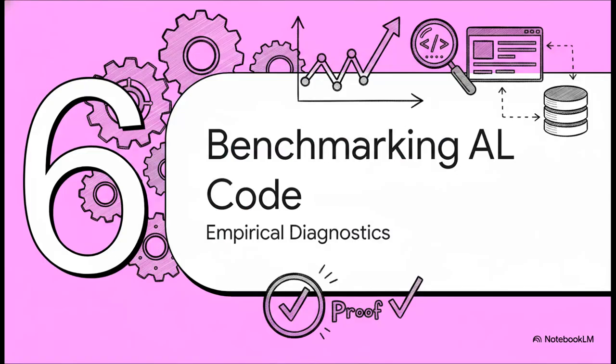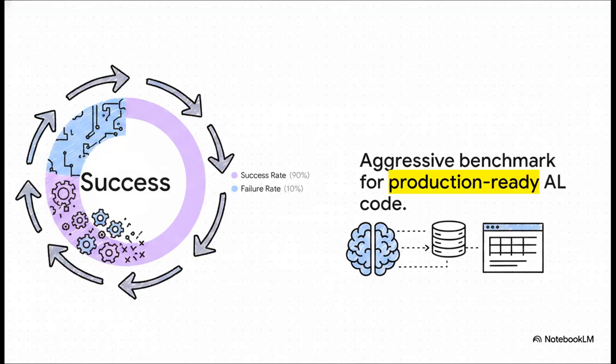Finally, Section 6, Benchmarking AL Code Quality. In our modern workflow, we don't just look at the code and guess if it works. We prove it through empirical diagnostics. Our success criteria here is super strict. We target a greater than 90% success rate without any compiler errors across automated table and page extensions. We expect our production-ready skills to hit this mark consistently, leaving only a 10% acceptable failure or compiler error rate during the drafting phase. That is the bar we're setting.